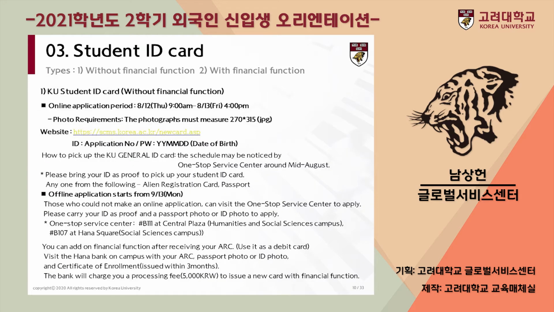As you can see on the current slide, there are 2 types of student ID cards available. One being a regular student ID card and the other being a student ID card with financial function added onto it. Application period for the regular one is already over, and I believe you received notices from us. If you applied online, you can pick up your student ID card in person once the semester starts.